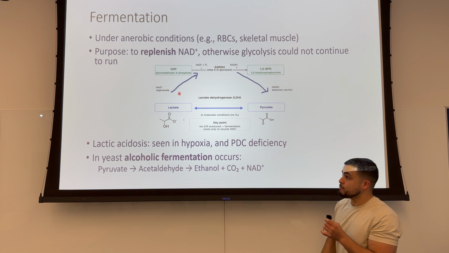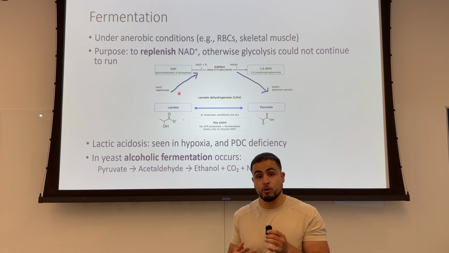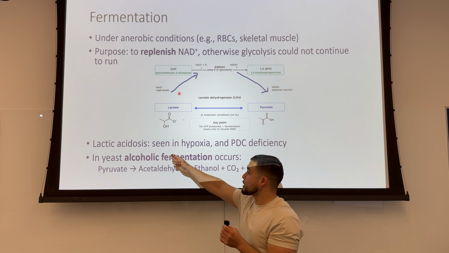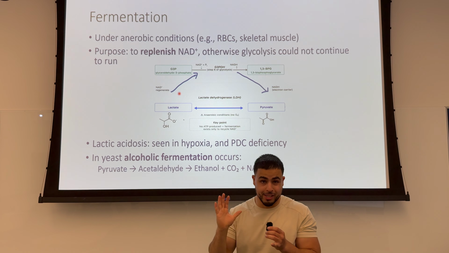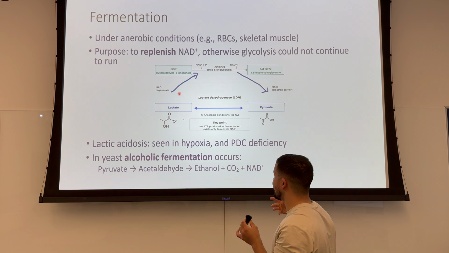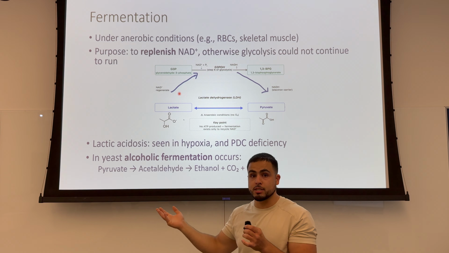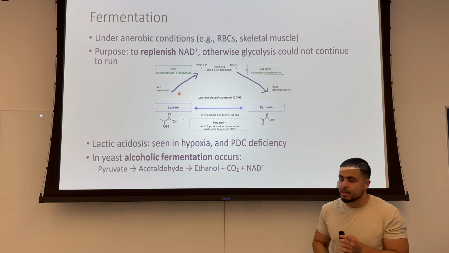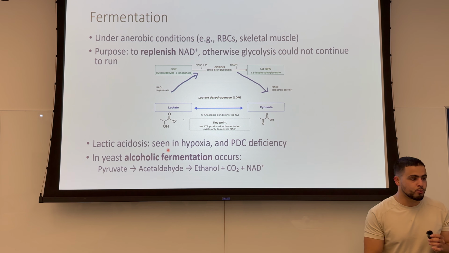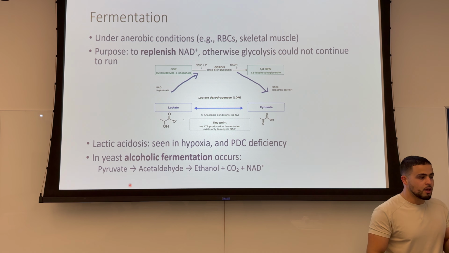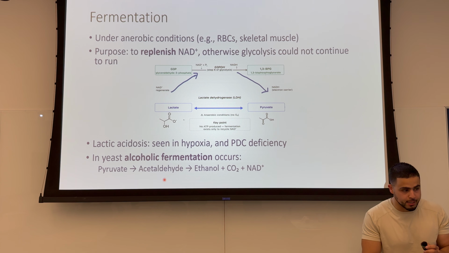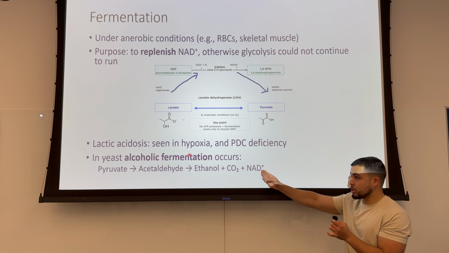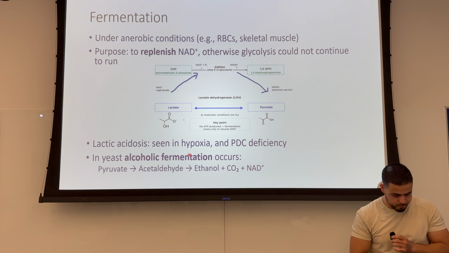Now, importantly, if this process happens too much, where you're relying exclusively on anaerobic metabolism, you can have a condition called lactic acidosis. You don't have to know really the clinical details of this. Just know that if you have too much of this fermentation process occurring, you will develop too much lactate and then get lactic acidosis. In yeast, so yeast cells will have a different form of fermentation than us. They'll have pyruvate being converted to acetaldehyde, and then that converted to ethanol plus CO2 plus NAD+. So again, they're regenerating the NAD+, but just in a different way.